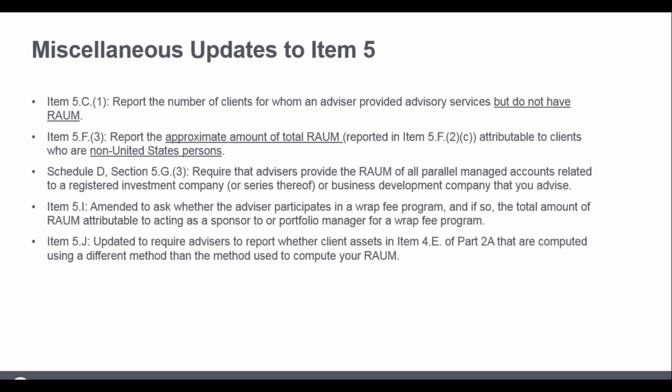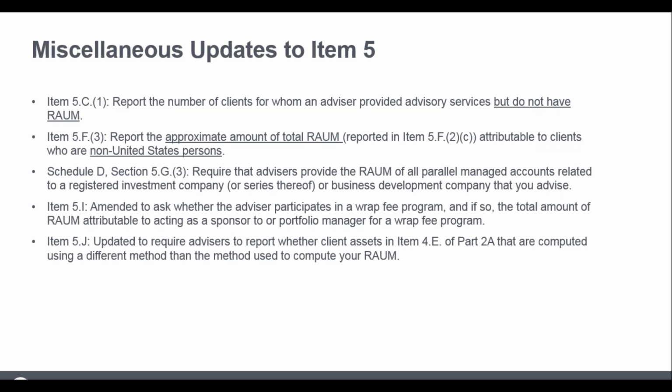In terms of item 5F3, you're now going to have to report the approximate amount of total RAUM attributable to non-U.S. persons. And then in the Schedule D, Section 5G3, you're also going to be required to report the RAUM of all parallel managed accounts that relate to registered investment companies or business development companies. And the glossary to the ADV has been updated to include a definition for parallel managed account. So to the extent that you have an account that you think may fit there, you'll definitely want to consult that definition to see if that account could get picked up and therefore need to be disclosed in this Section 5G3.